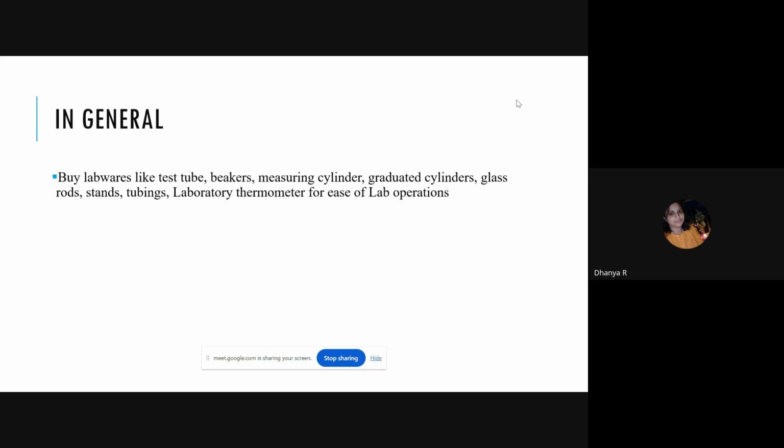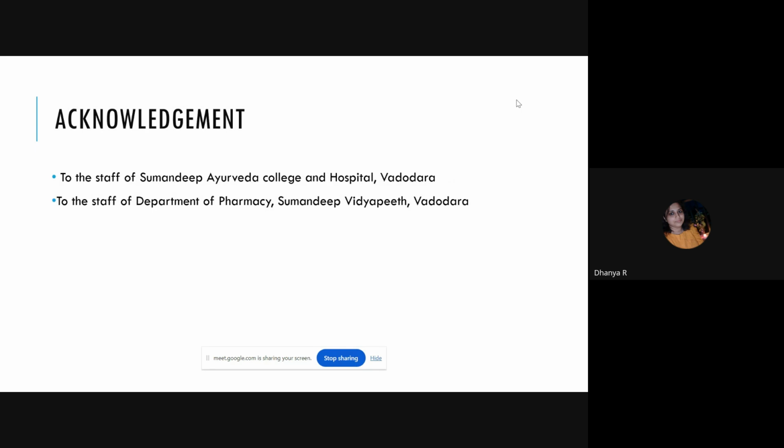Lab operations will be eased by buying all these things. So I express my heartfelt gratitude to all the staff of Sumandeep Ayurveda College and Hospital, especially my department mate, Dr. Kajal Redadia, who helped me in taking photos and doing all these experiments. Dr. Vaidya, Dr. Shraddha of Rashastra department, and also the staff of Department of Pharmacy, Sumandeep Vadodara, helped me a lot with understanding all these procedures and sharing valuable knowledge.